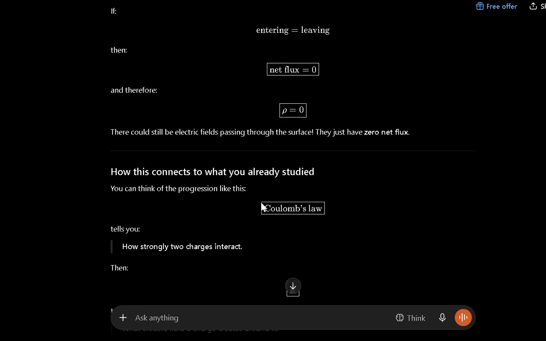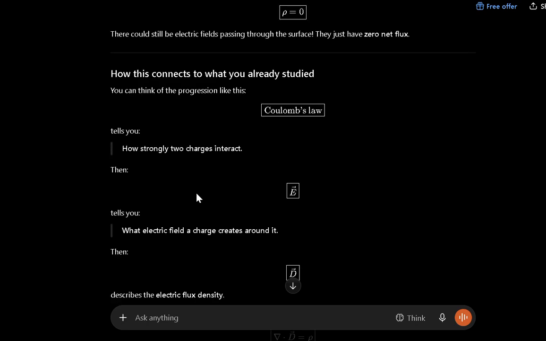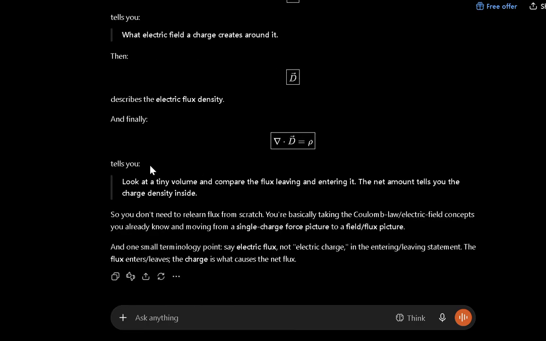How this connects to what you already know, you can think of the progression like this. Coulomb's law gives the force between two charges, and the electric field spreads around them. Then comes electric flux density. So that's it. We understand the picture now.